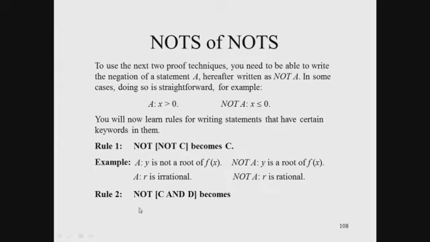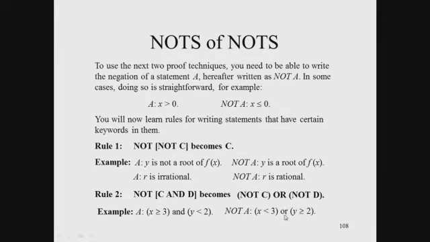All right, here's another rule for taking the negation of a statement. When the statement you're taking the negation of has the keyword and in it, as in not C and D, the negation becomes not C or not D. Notice how the and becomes an or. Let's take an example. Suppose A is the statement x is greater than or equal to 3 and y is less than 2. What is the negation of that statement? Not A is x is less than 3 or y is greater than or equal to 2.